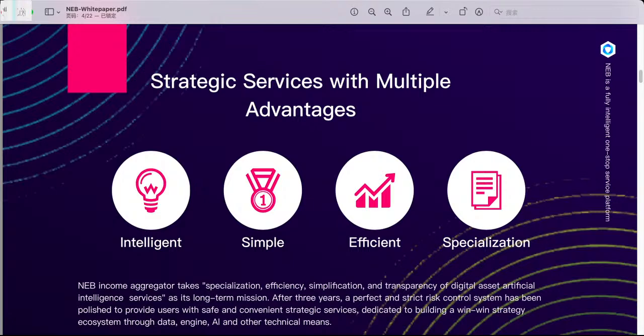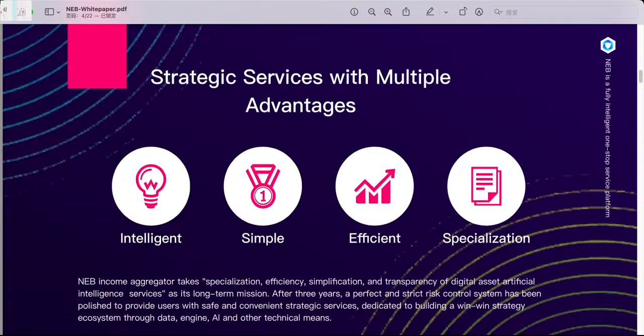Also, it's very simple. When you go to the website, just provide the liquidity in the staking pool, and with just one click you can deposit your crypto assets into the staking pool. That's why it's very simple for you guys. Just go to the website, it's very easy, and also very efficient.